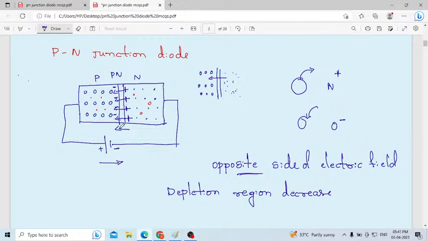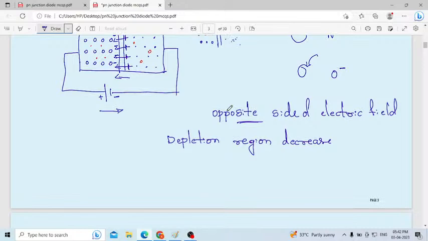Why will you observe more flow of current? Because once you apply an external electric field, this depletion region will decrease. Why will it decrease? Because you will observe the opposite side of an electric field. When this region becomes thin, then the electron can easily pass the region. Once the electron flows, it will generate an electricity. Electricity will also move.